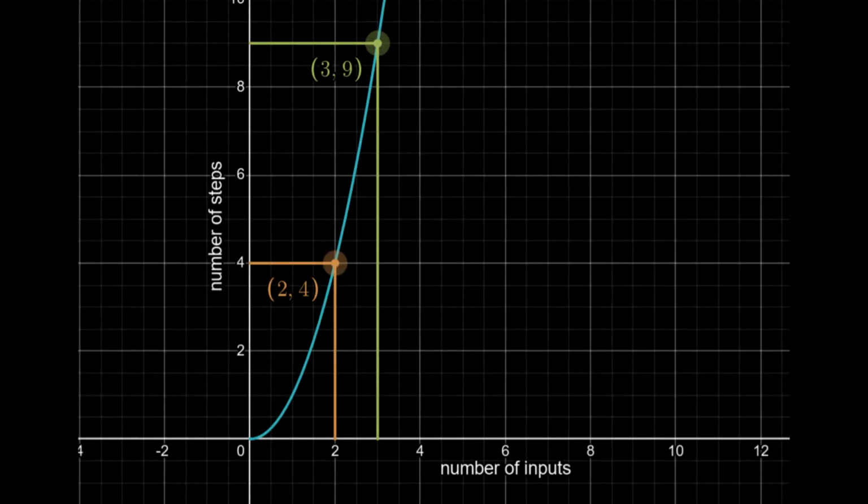Finally, we reach O of n squared, quadratic time. This is what happens when you write a loop inside a loop. The scaling here is brutal. If you double your inputs, your steps don't double, they multiply by 4. If you triple the number of inputs, the process becomes 9 times.